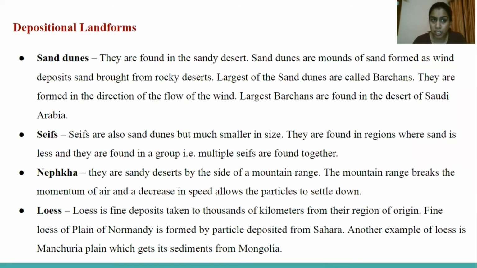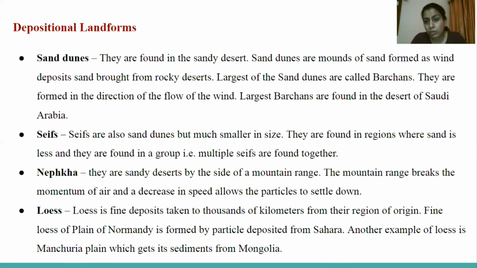The next are depositional landforms. The first one is sand dunes. Everyone knows what sand dunes are. They are formed in the sandy desert. Sand dunes क्या होते हैं? They are mounds of sand that are formed as wind deposits sand brought from the rocky deserts.